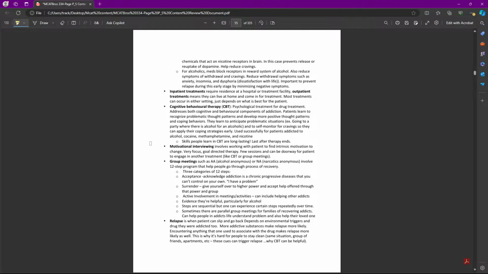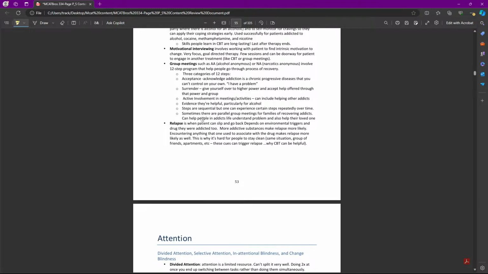There are 3 categories of steps. Acceptance, which is acknowledging addiction is a chronic progressive disease that you can't control on your own. Surrender, giving yourself over to a higher power and accepting help offered through that power and the group. Active involvement in meetings and activities can include helping other addicts. There's evidence they're helpful, particularly for alcohol. Steps are sequential, but one can experience certain steps repeated over time. Sometimes there are parallel groups meeting for families of recovering addicts. It can help people in addicts' lives understand problems and also help their loved ones.